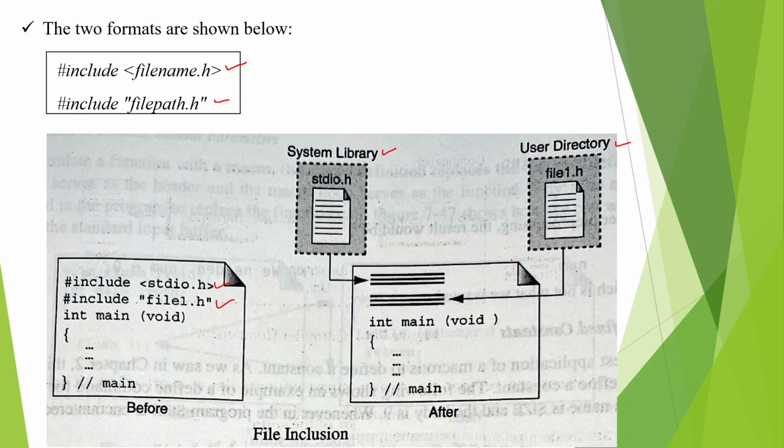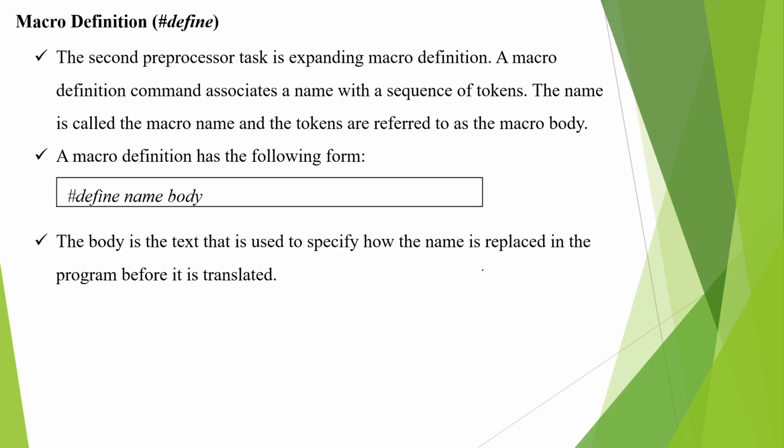Here they have clearly shown the before and after of file inclusion. Before the preprocessing, they are just preprocessor commands, but after the preprocessing, they are lines of code. This difference you need to notice. After including the lines of code, we call this the translation unit, which will be supplied to the translator. Hope you understood.